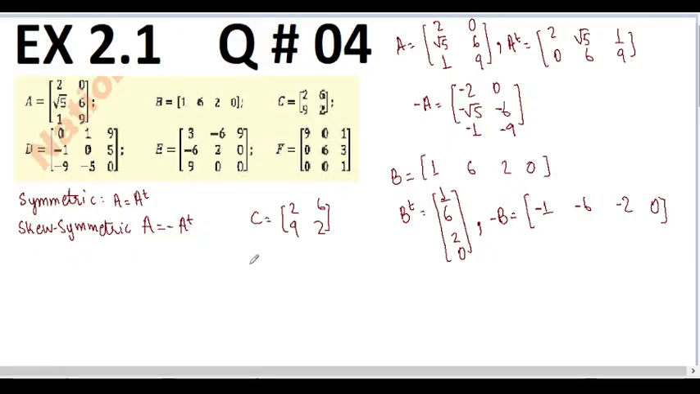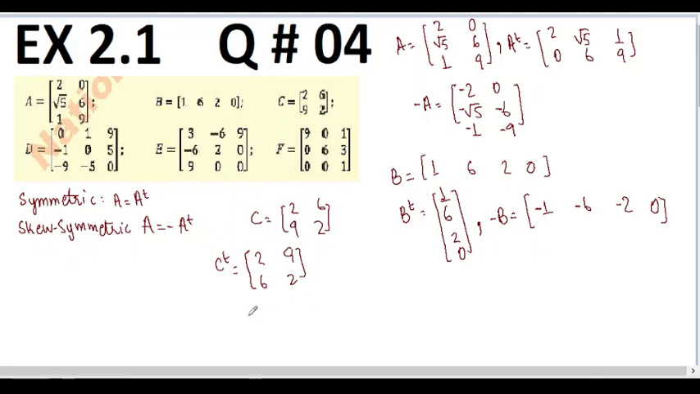So this is C. We are going to find C transpose. The first row is changed into the first column and the second row is changed into the second column. So the first row is changed into 2, 6, the first column, and the second column would be 9 and 2, and they both are not equal, so it is not symmetric.